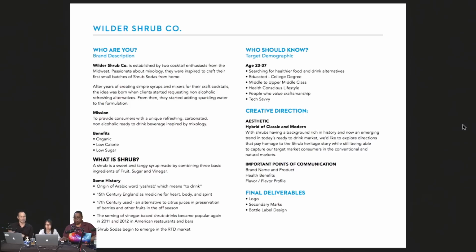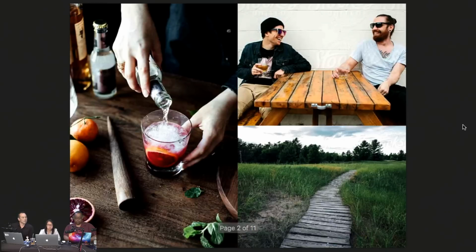I don't expect you guys to read all of this, but we can go over some of the high-level stuff on it. The way we structure it is similar to how we structure the research with the who are you, who should know. This isn't as detailed, due to time, but this should do. So we are going to be designing a sparkling shrub, or shrub soda, and I'll get into detail of what that is. This project is going to be called Wilder Shrub Company.